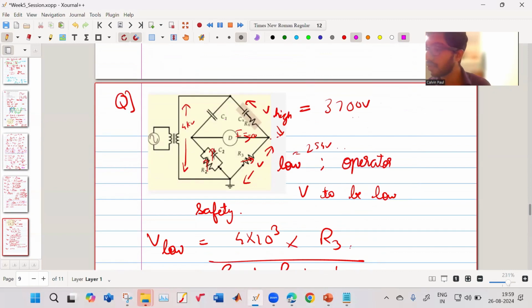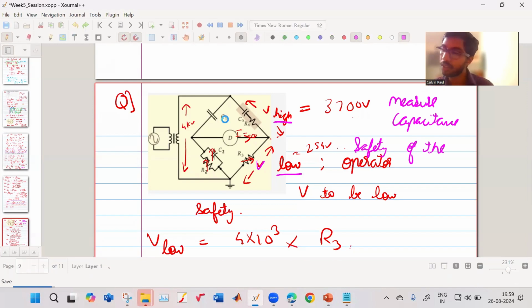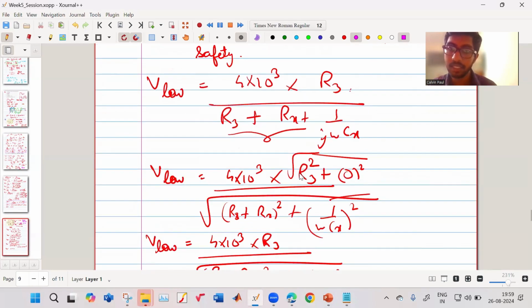And then we want this voltage to be low, but this voltage should be high so that it can measure the capacitance. And this is for the safety of the operator. Both should be satisfied. We should consider the practical case. We want the high voltage to be applied across the capacitor to test it, as well as we want it to be safe for the operator who's conducting the testing. So both have to be satisfied, and this Schering bridge can help us to do that. It is also a product bridge.